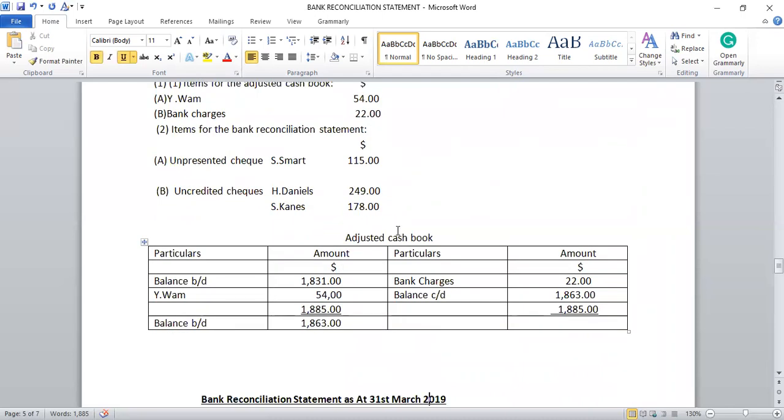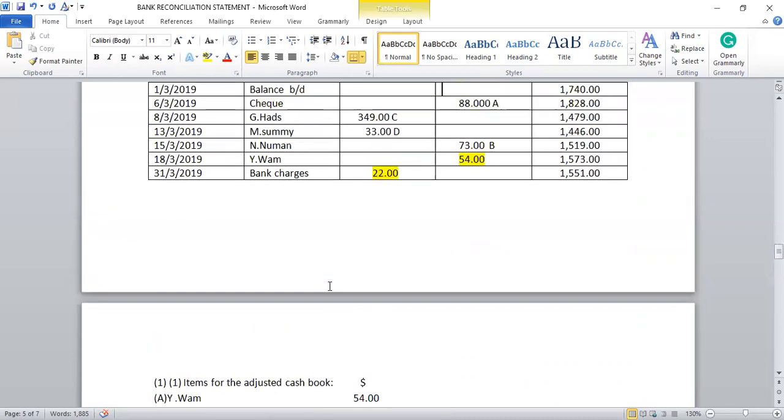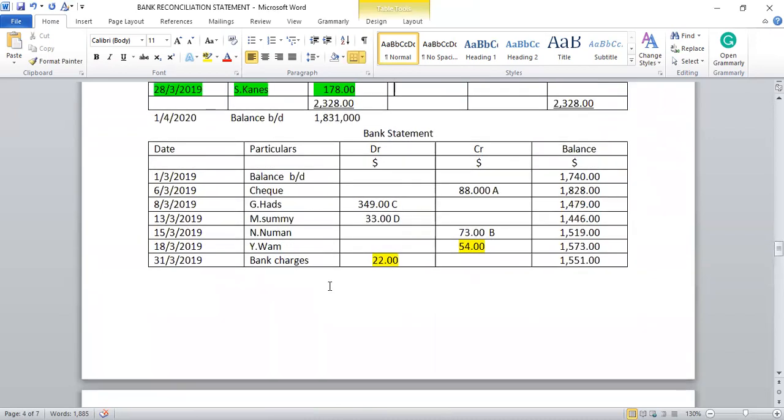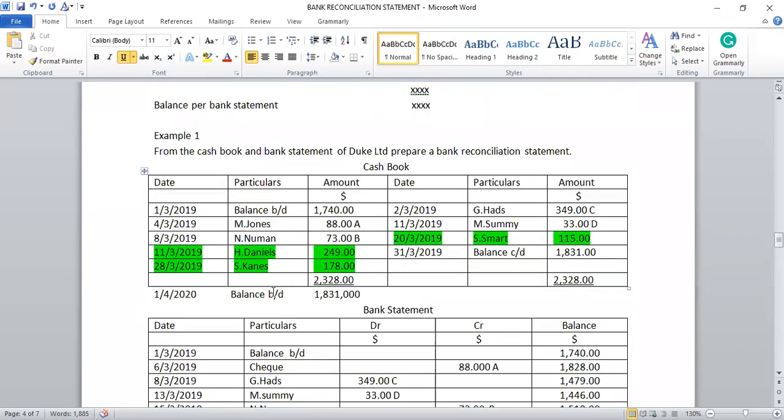So this is the adjusted cash book. We have the particulars and the amount on the debit side. Then we come to the credit side, the same particulars and the amount. Okay, so the balance brought down is $1,831. Let's make sure that is correct. That's the cash book. So the balance brought down is $1,831. So it's here.